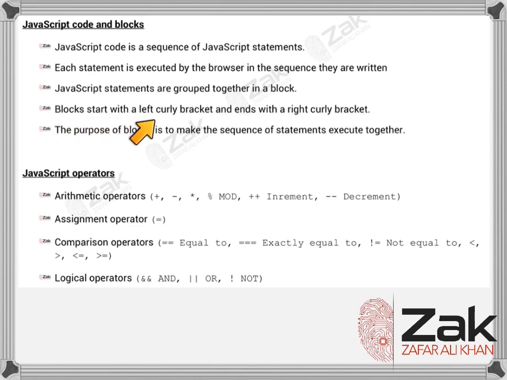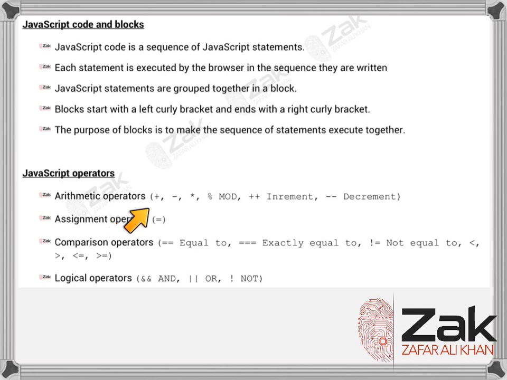Blocks start with the left curly bracket and end with the right curly bracket. In JavaScript, these are not written with if then end if. Rather, after if, a curly bracket starts and it ends where the curly bracket ends. The purpose of the block is to make a sequence of statements execute together. If something is true, you would have to execute a few lines, and if it is not, you would have to skip them. That is how it works.